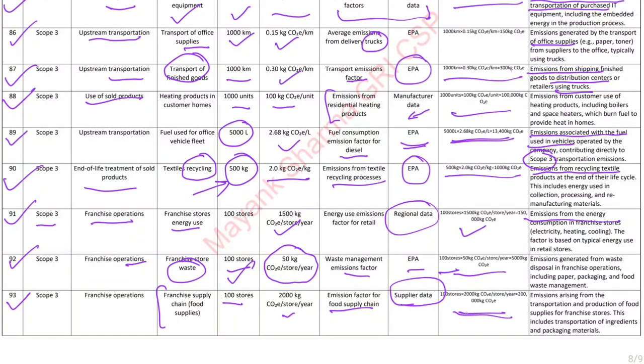What is the supplies provided by the supplier, and based on the franchise supply chain, food supplies emission factor, we can calculate the total emissions.